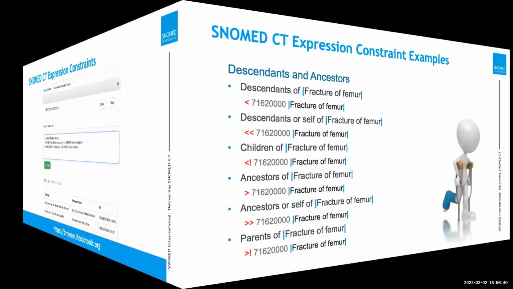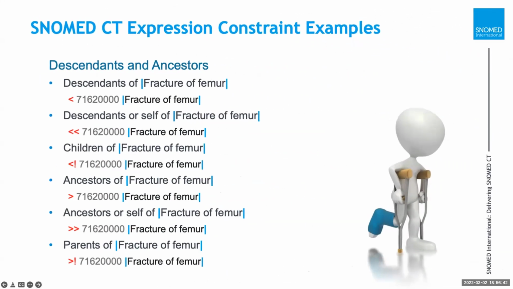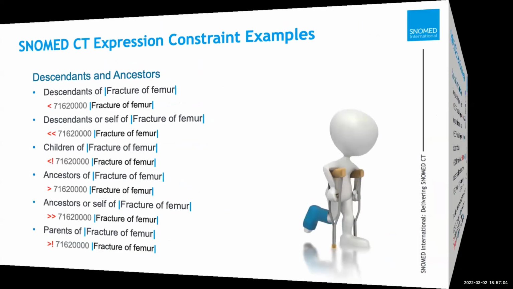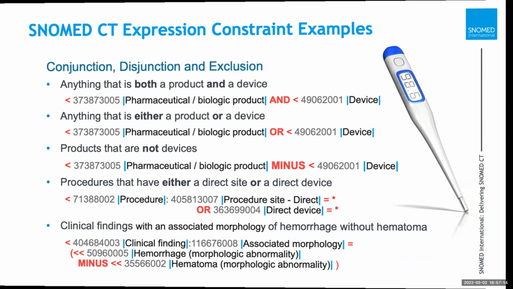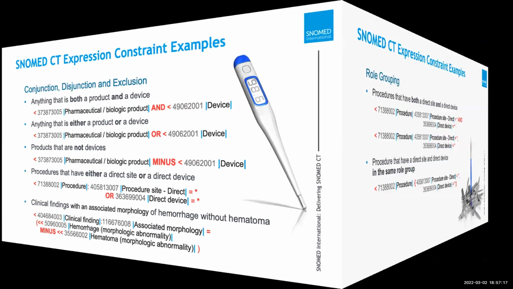In this last set of slides, there is a set of examples, and you can read what each one does. Descendants of fracture of femur is done like this. Descendants or self is done like this. And then if you go and try it out in the browser, you can apply other concept ideas than fracture of femur. But this list here will tell you what syntax to use. Similarly, in the following slide, we have examples of conjunction, disjunction, and exclusions with an explanation of what each does. These and more examples are also to be found in the expression constraint guide.